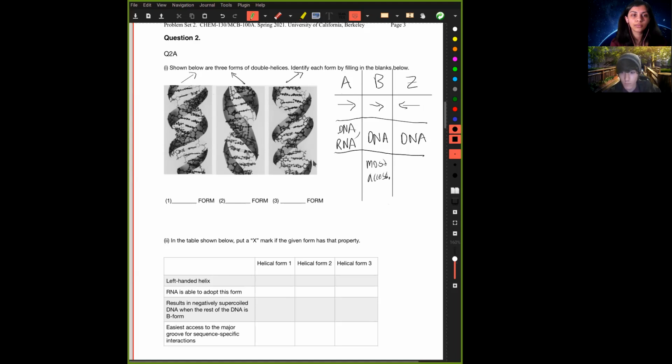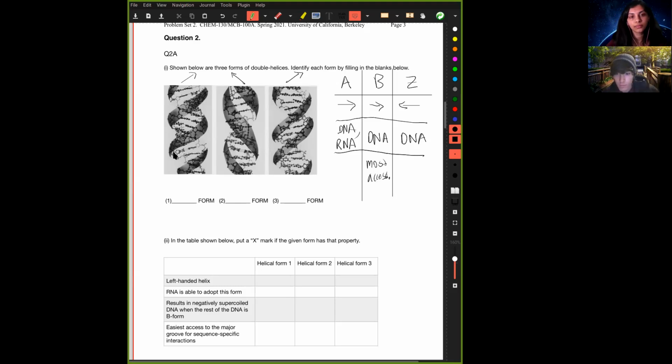And if you're having trouble physically figuring out which one is left or right-handed, try curling your hands around the shape of the helix, and whichever hand of yours is actually able to do that, that's the handedness of the helix. So then from there, moving on to the next property, we can't tell this directly from this image, so let's just move on.